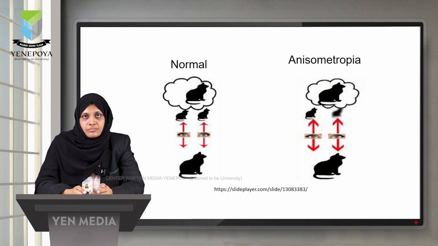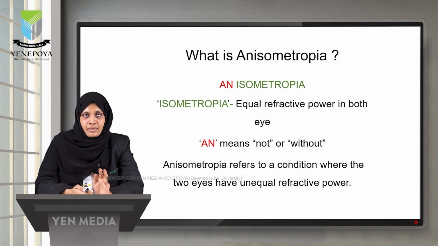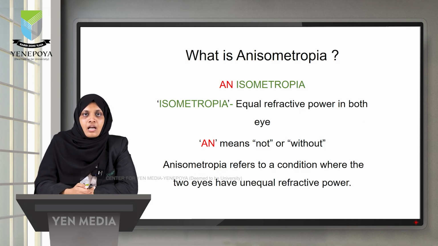So let's move into the definition of anisometropia. Let's break down the term. Isometropia means an equal refractive error, so anisometropia means an unequal refractive power. The definition of anisometropia refers to a condition where the two eyes have unequal refractive power.